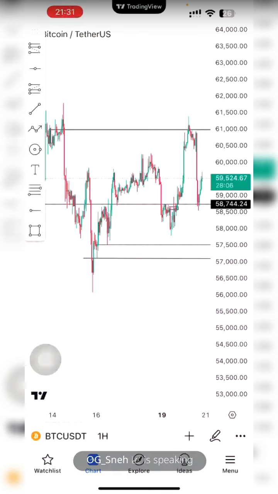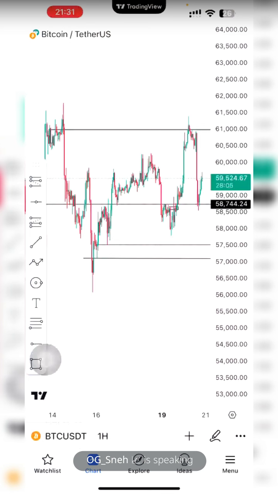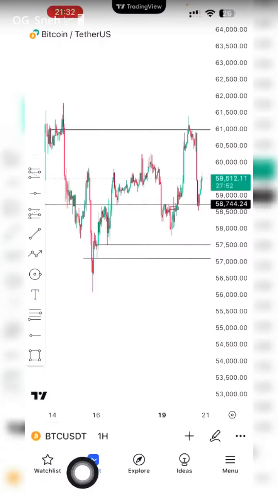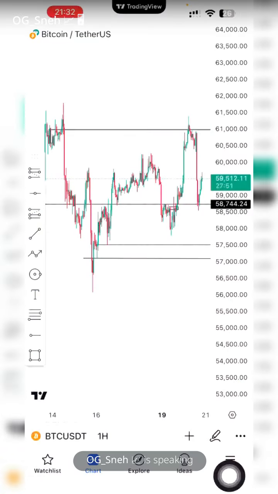Now this one is telling me what I'm analyzing: BTC USDT. This one is also telling me that I'm analyzing BTC USDT. I've already explained what this is for. Now for this part, this means I'm on the 1 hour time frame. So this one concerns the time frame.